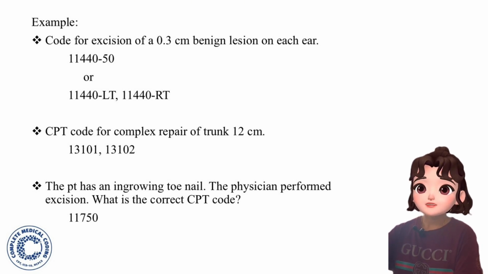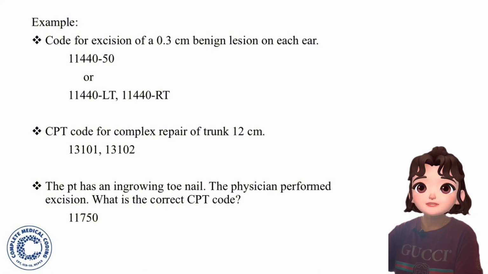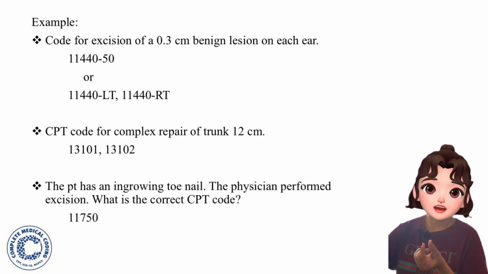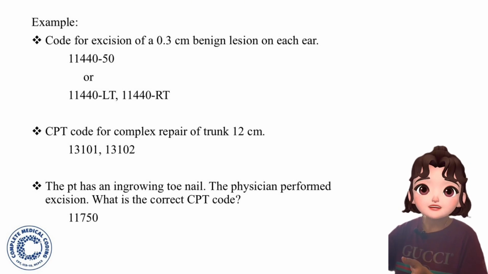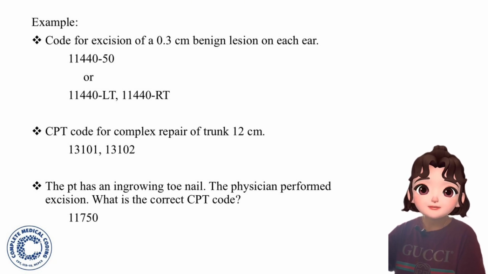Now, what is the CPT code for complex repair of trunk 12 centimeter? Complex repair of trunk. It will be 13101. What is 13101? Complex repair of trunk 12 centimeter. Here you have to check for the size always. So size is 12 centimeter. See what is the description for this code 13101. Repair of complex wound of trunk measuring 2.6 to 7.5 centimeter in size. The size is between 2.6 and 7.5 centimeter.